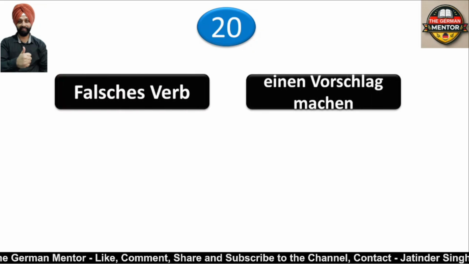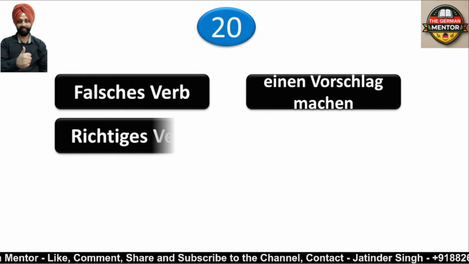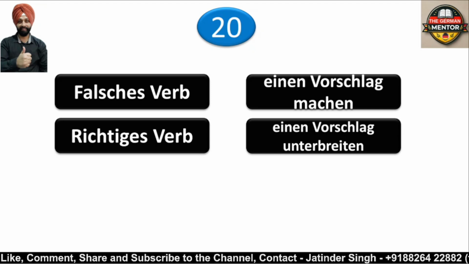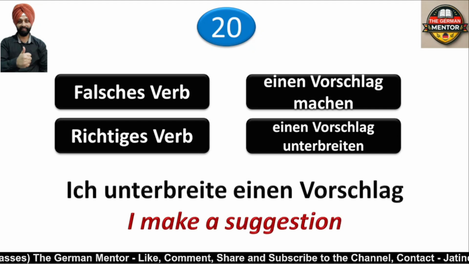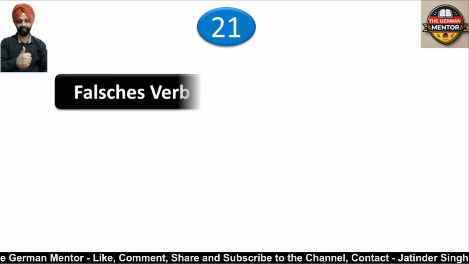First we check the wrong combination, falsches Verb, einen Vorschlag machen, and the correct one is einen Vorschlag unterbreiten. Zum Beispiel, I have written here, ich unterbreite einen Vorschlag. I make a suggestion. So that was the combination of number 20. Now we go for Nummer 21.